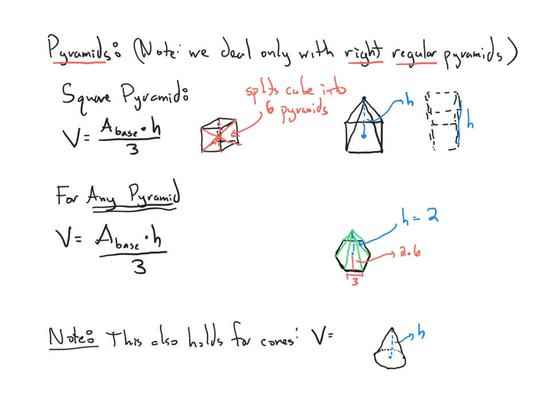It's just the area of the base times the height, but now divided by 3. So let's go ahead and do it. So maybe I'll write over here, volume is the area of the base times the height over 3, which is of course pi r squared times the height over 3. So this works for a cone as well.